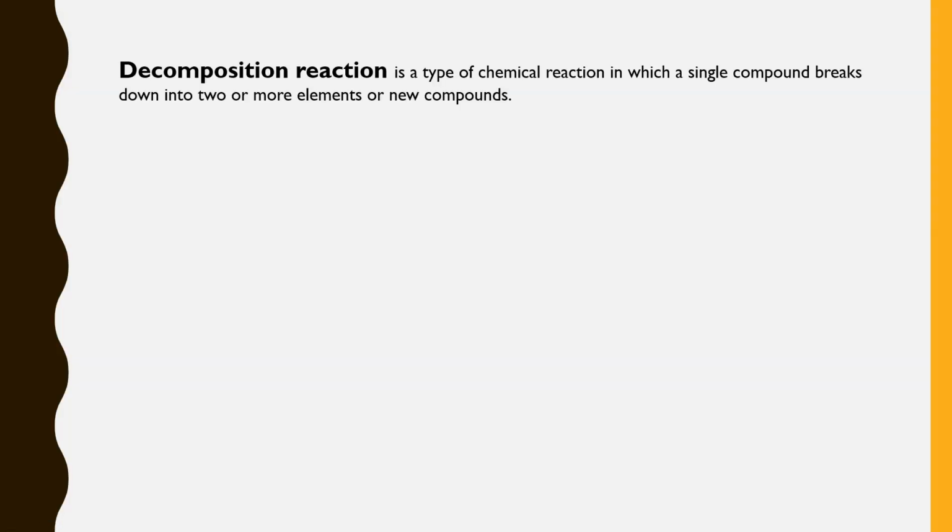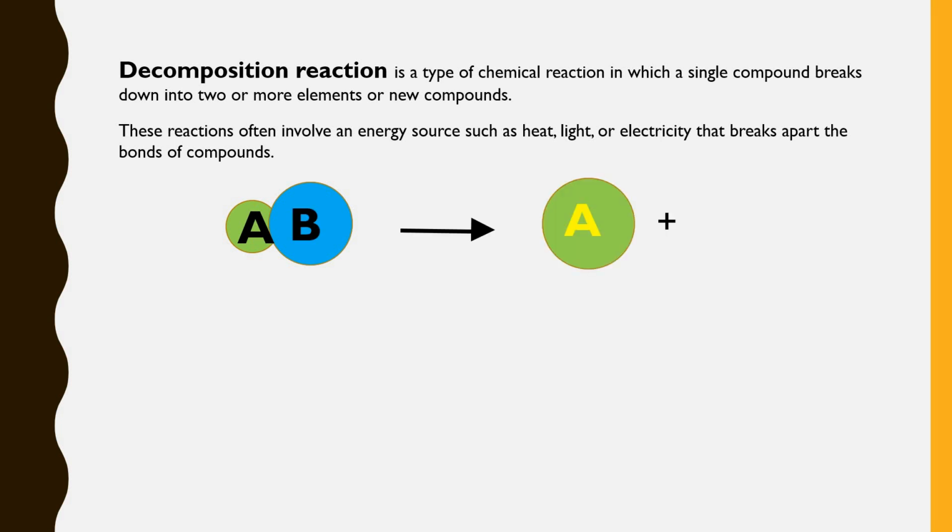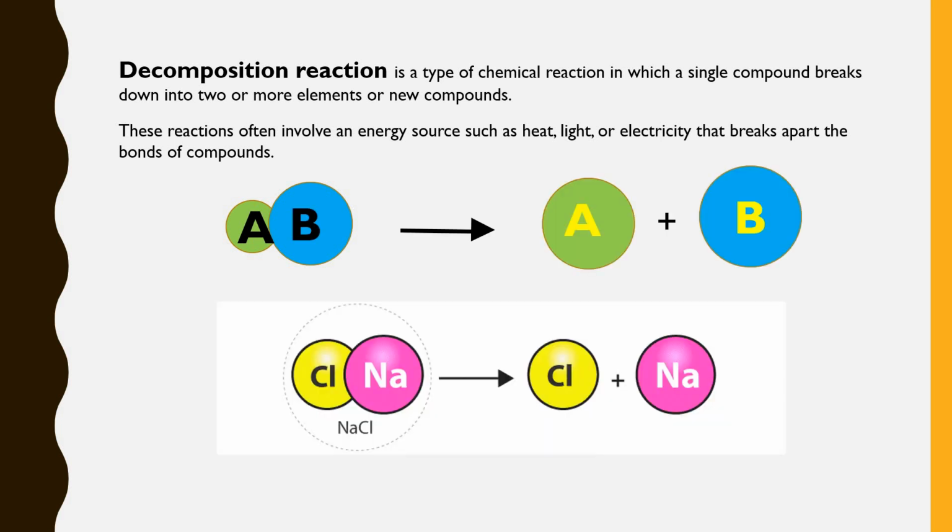So what is a decomposition reaction? It is a type of chemical reaction in which a single compound breaks down into two or more elements or new compounds. These reactions often involve an energy source such as heat, light, or electricity that breaks apart the bonds of compounds. AB is a reactant which breaks down into A and B. A similar example we can take is NaCl, which breaks down into chlorine and sodium.